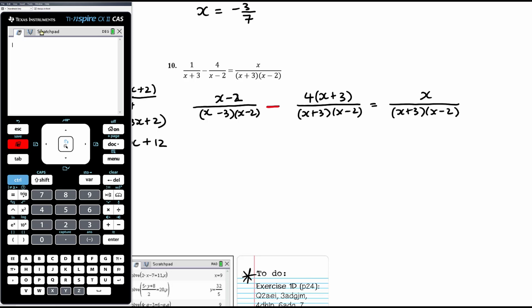Now we can multiply everything by x plus 3, x minus 2, and hence we get rid of the fractions. So we now have x minus 2, take away 4 times x plus 3, okay? So technically that, but those brackets don't matter in this instance, whereas if we'd expanded this out and had it written as 4x plus 12, then we'd need to be really careful about adding in those brackets around it when we lose the denominators.